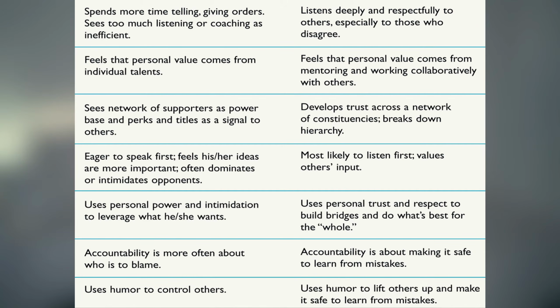The boss accountability is more often about who is to blame, whereas the servant leader accountability is about making it safe to learn from mistakes. The boss uses humor to control others, whereas the servant leader uses humor to lift others up and make it safe to learn from mistakes.